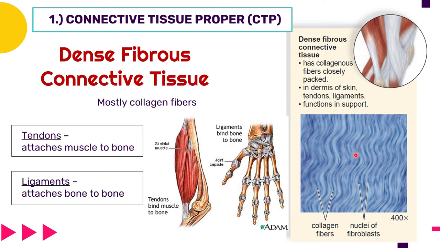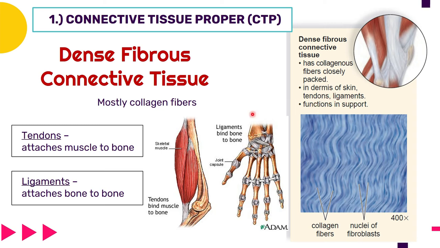So where can we find dense fibrous connective tissue? It is found in the dermis of the skin. What is the dermis? The skin has several layers, and the dermis is underneath the epidermis. The dermis of the skin is made up of dense fibrous connective tissue, and also tendons and ligaments.